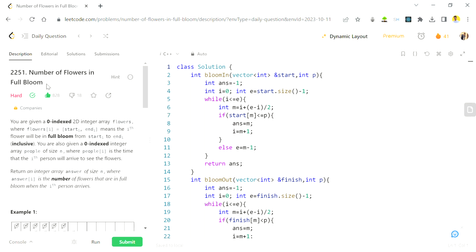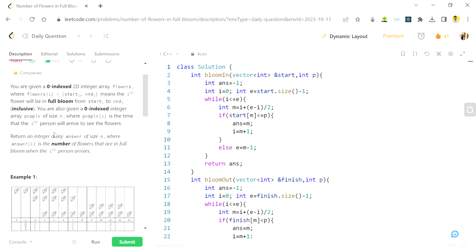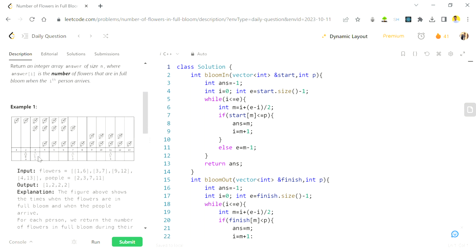Hello everyone, today we'll be solving Number of Flowers in Full Bloom. The problem statement is very clear. We have been provided a flowers array, with a start and an end for each flower, which denote the bloom-in and bloom-out period of a particular flower. I have 3 to 7, 9 to 12, 4 to 13.